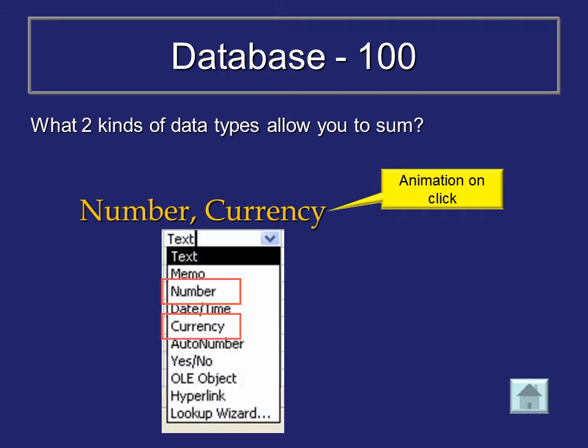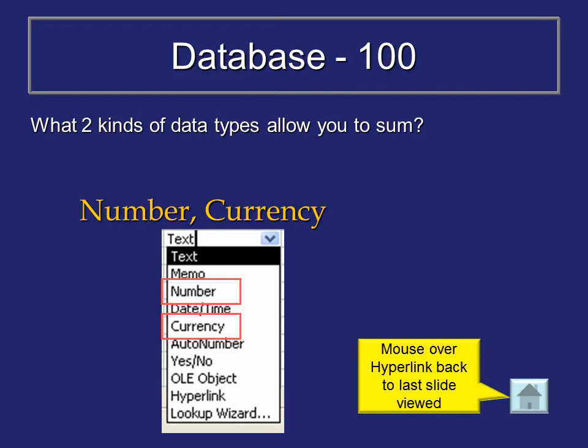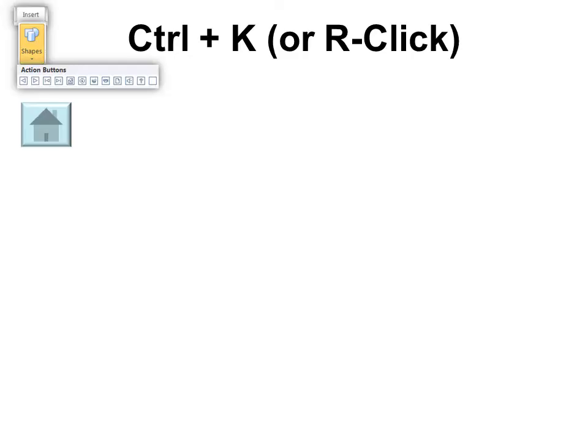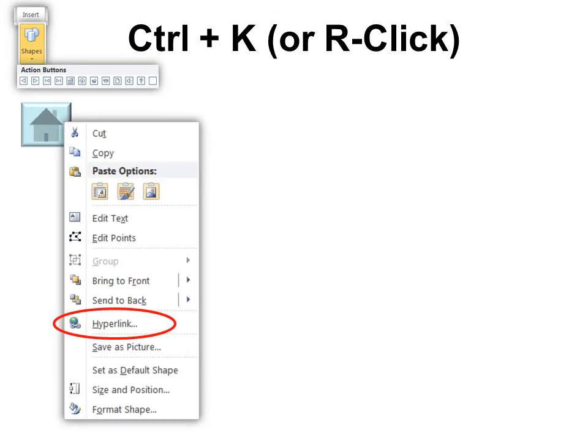And then down at the bottom is a little home button, and it's built on a mouse over hyperlink, so it will go back to the last slide viewed. So what does that mean? Well, first I create, in this case, it's an action button. So under Insert Shapes, you can use an action button that automatically will go home. Or you can right-click on the button and choose Hyperlink.